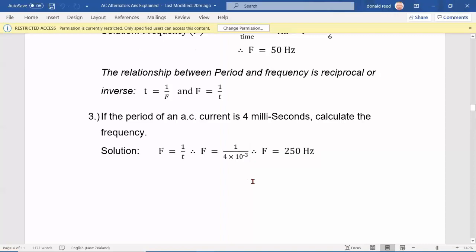Remember, we have milli, micro, nano, and pico, and they go up in stages of 3. So milli is minus 3, micro is minus 6, nano is minus 9, and pico is minus 12. So 1 divided by 4 times 10 to the minus 3, we get 250 hertz.